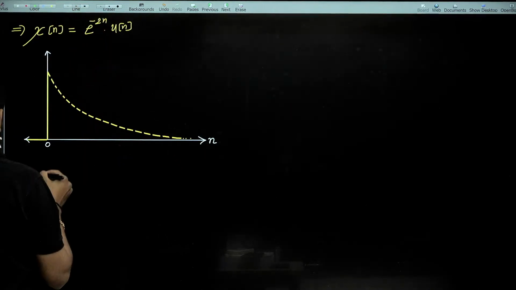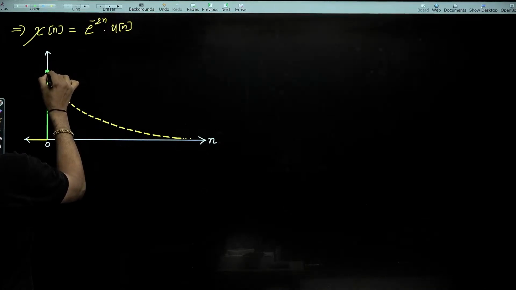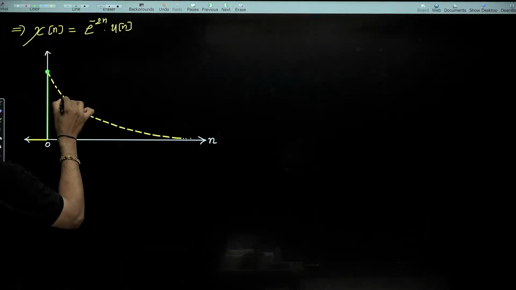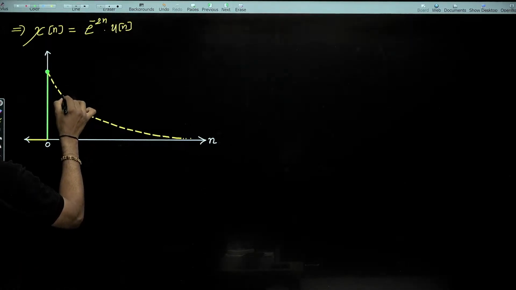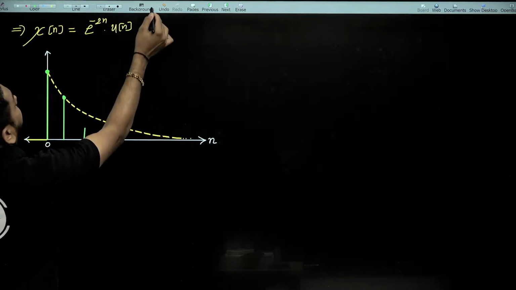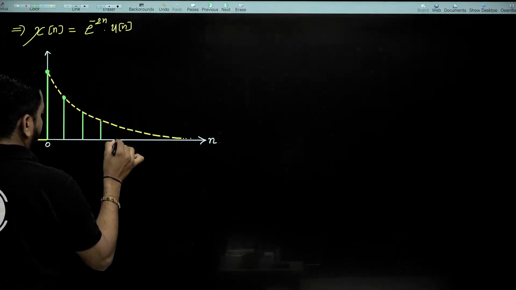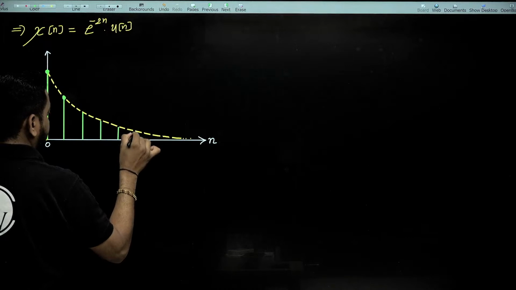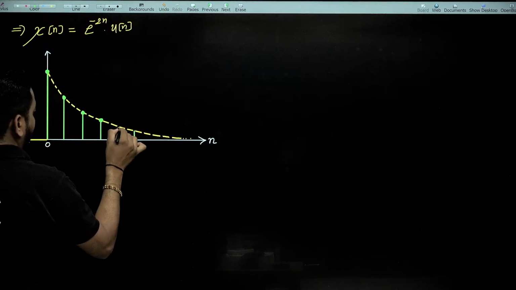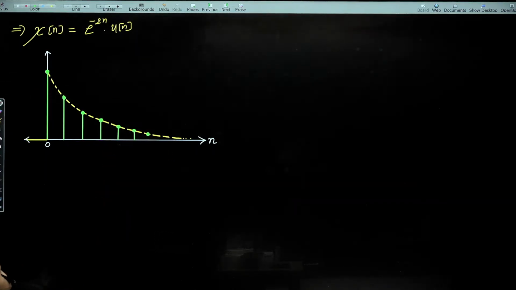So let us consider you are taking the first sample at t equal to 0. This is the sample, guys. The next sample is at t equal to 1 second. By default, the sampling period is 1. Next sample at t equal to 2, and next is at t equal to 3, then t equal to 4, 5, and so on, guys.